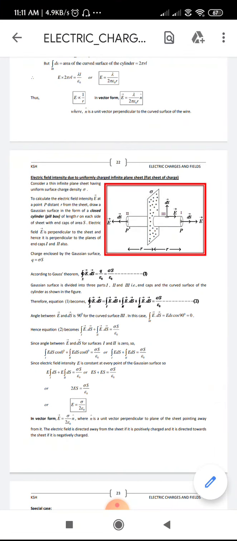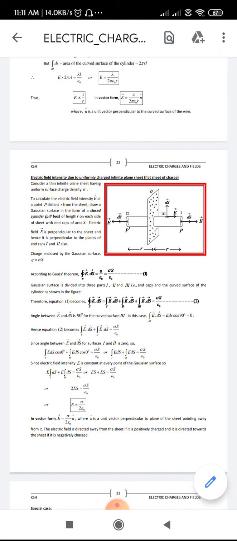That is equal to sigma S divided by epsilon naught, as we have written. The same thing should be applied to all three parts. Okay, so applying the same thing to all three parts, equation 1 can be written as the integral of vector E dot vector ds equals the integral over the first part of vector E dot vector ds plus the integral over the second part of vector E dot vector ds plus the integral over the third part of vector E dot vector ds, which is equal to sigma S divided by epsilon naught. Okay, so next, as you know, the angle between vector E and vector ds for the third surface is 90 degrees. So cos 90 is equal to 0, right?